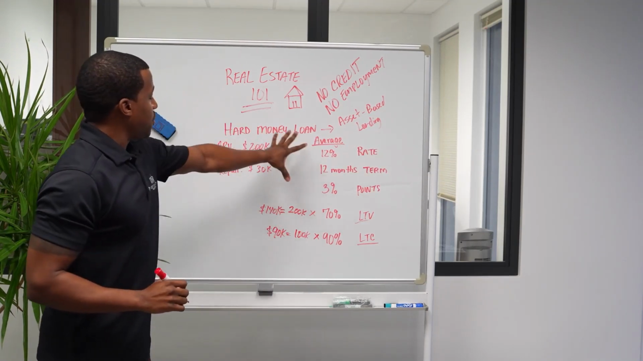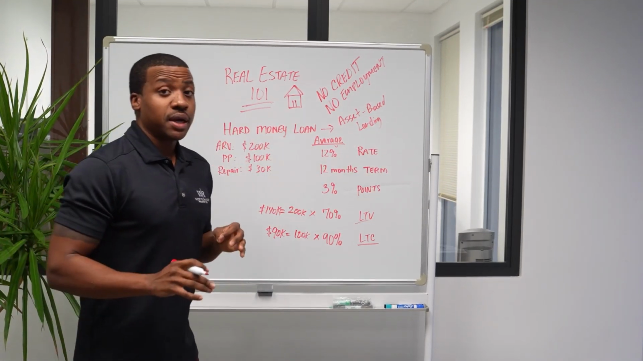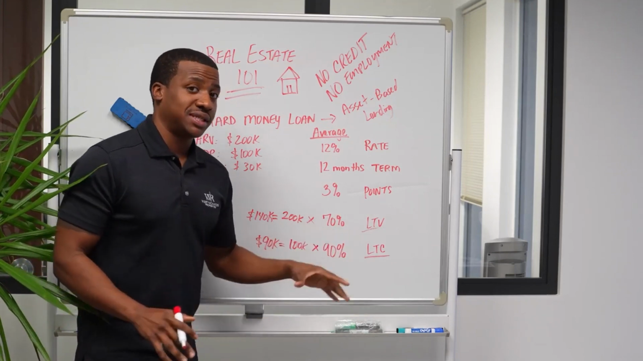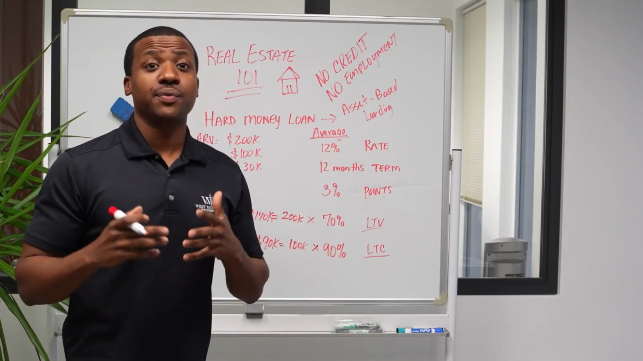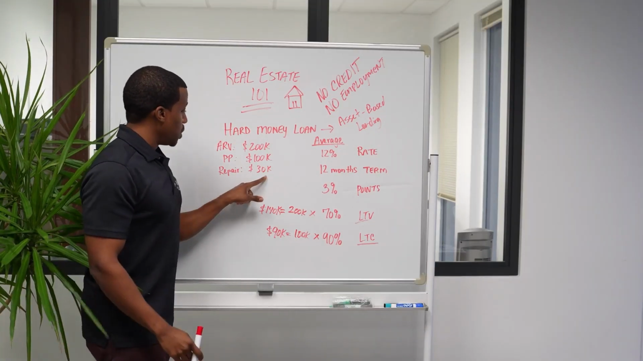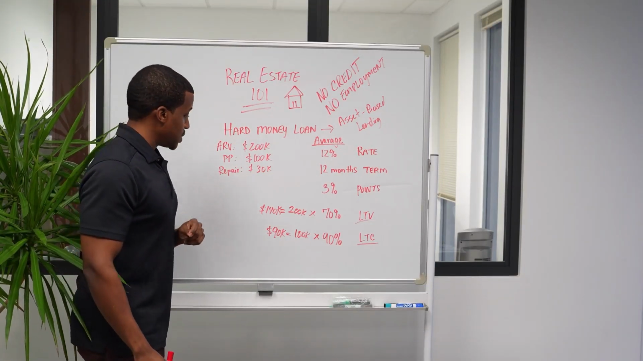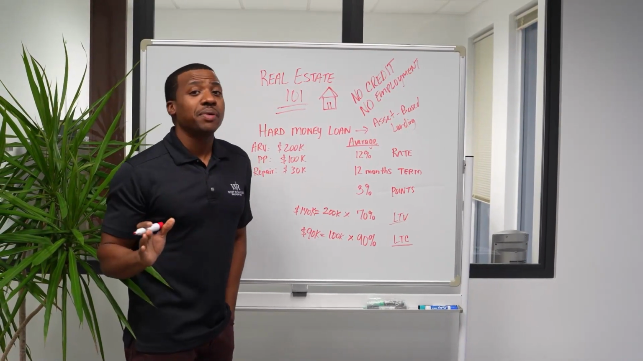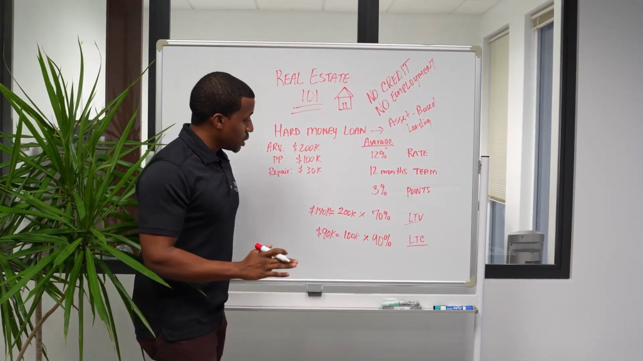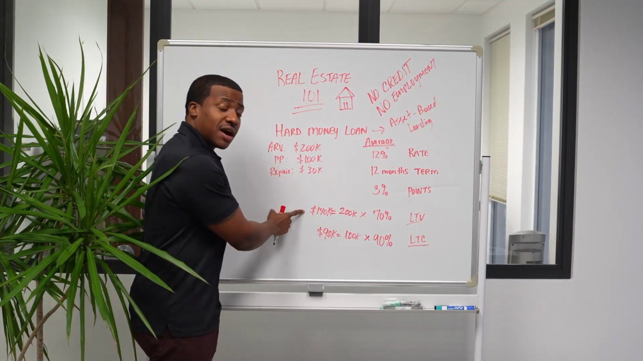Okay? Now the other thing that we add for hard money loans is that they will give you up to 90% of your purchase price, but they'll finance 100% of your repair budget. So in this example, the repairs are $30,000. So we already know that if we're not making any repairs to this property, the maximum loan that this property would qualify for is $140,000.